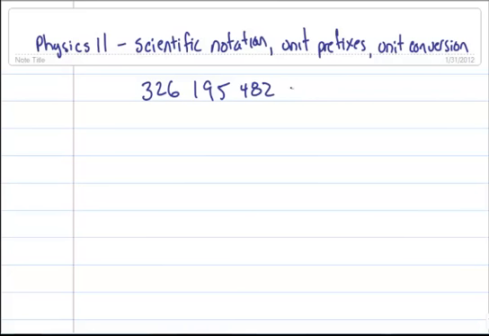326,195,482. Maybe that's in kilometers, right? We're all familiar with the units of kilometers. We'll get to that here shortly. But that's an uncomfortable number to write. You kind of lose track of things there. And we notice that nowadays we often don't put commas in between these things anymore. It's become the style. But how significant is that?